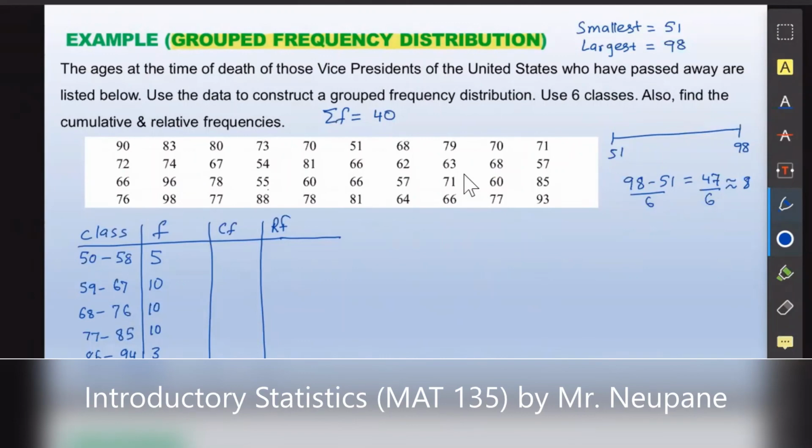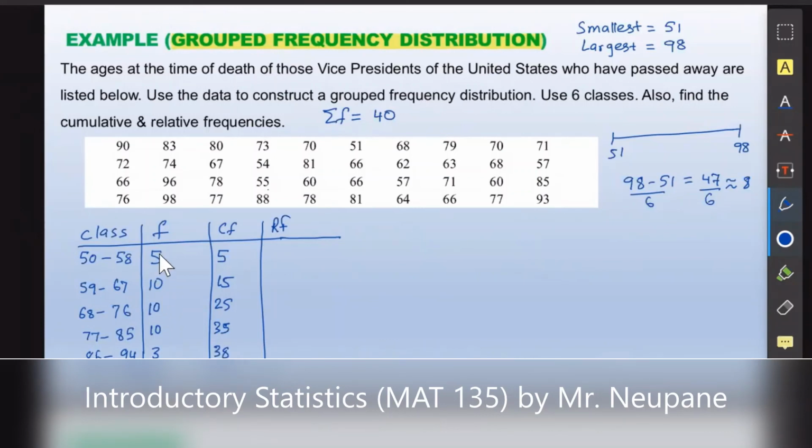So let's find the cumulative frequency quickly because this session is going to expire soon. Okay, the cumulative frequency for the first is 5, right? For the second, it is the sum of these two. 5 plus 10, 15. Then again plus 10, 25. Then plus 10, 35. 35 plus 3, 38. 38 plus 2, 40. Very good.